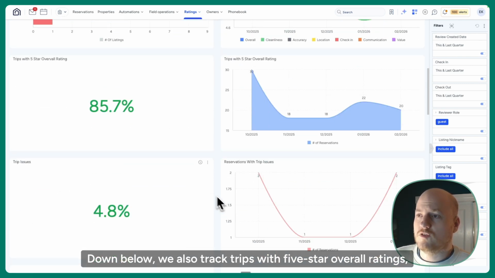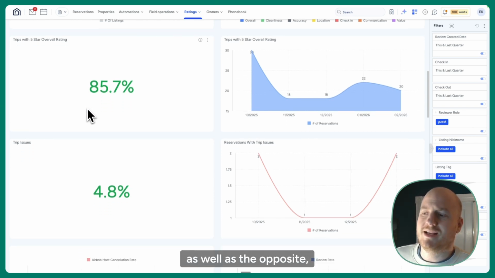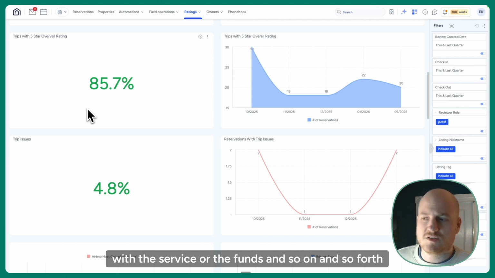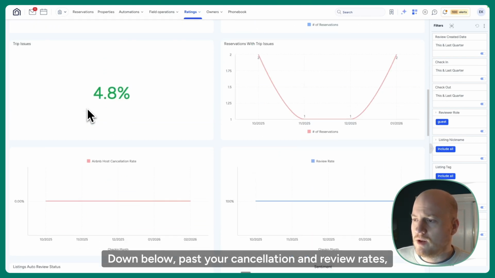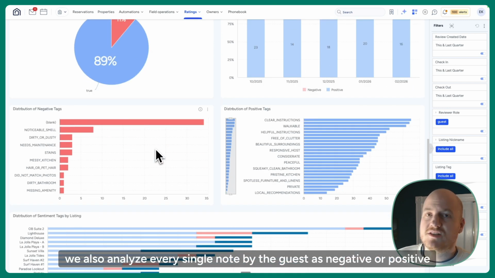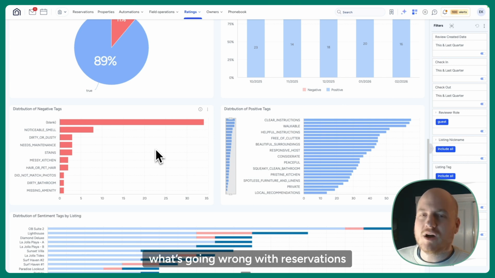Down below, we also track trips with 5-star overall ratings, which is the golden goose that you want to keep on Airbnb, as well as the opposite, which is trips that have issues where the guest reported some sort of problem with the service or the funds and so on and so forth. Down below, past your cancellation and review rates, we also analyze every single note by the guest as negative or positive. These tags can then give you a higher resolution into what's going wrong with reservations.